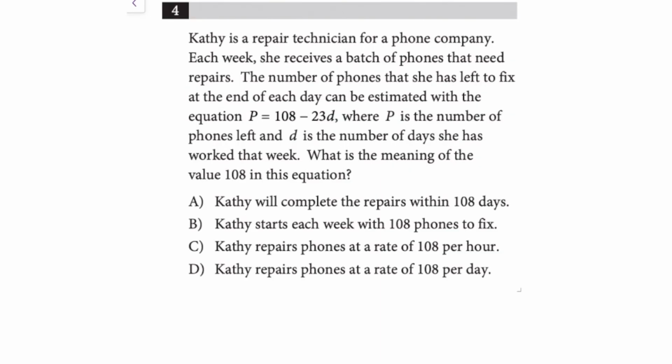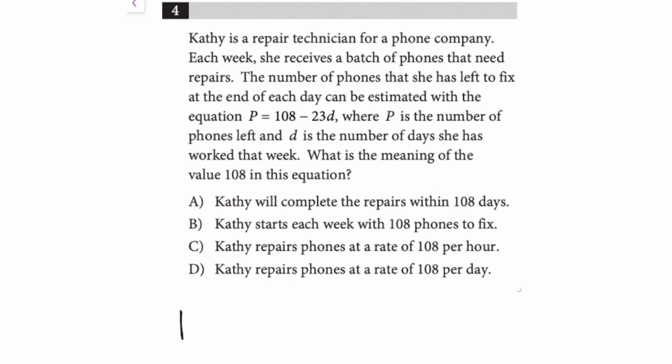Number 4, Kathy is a repair technician for a phone company. Each week she receives a batch of phones that need repairs. The number of phones that she has left to fix at the end of each day can be estimated with the equation P equals 108 minus 23D, where P is the number of phones left and D is the number of days she had worked that week. What is the meaning of the value 108 in this equation?